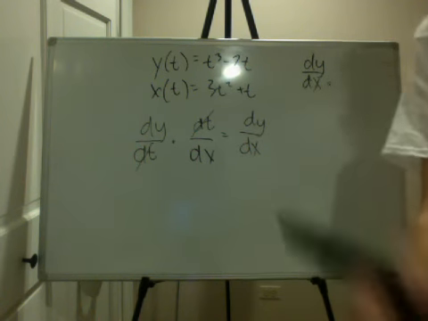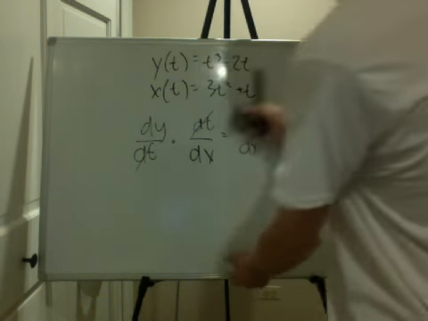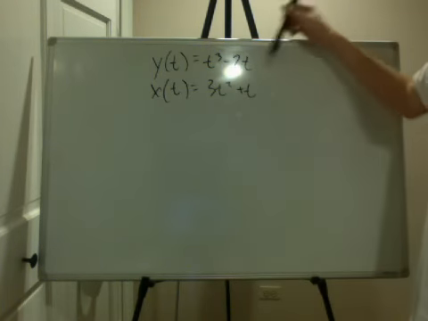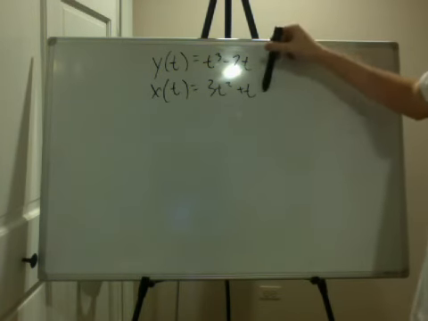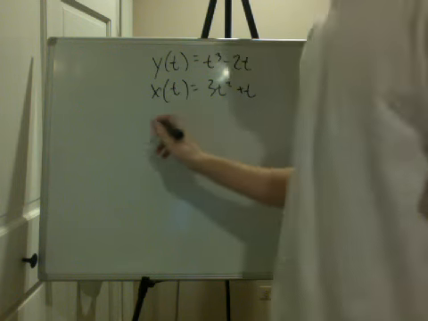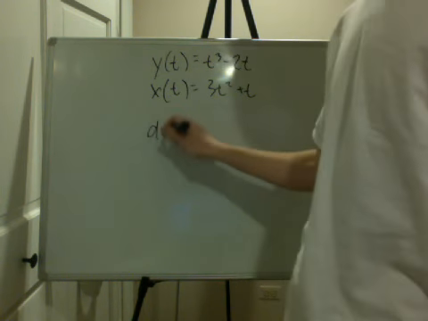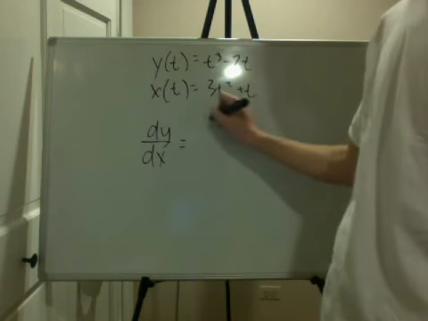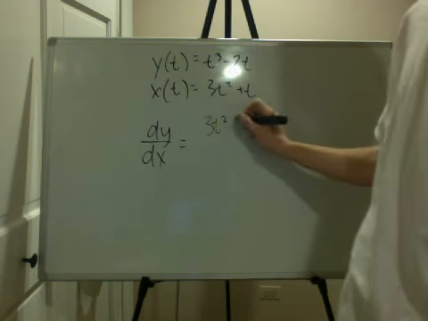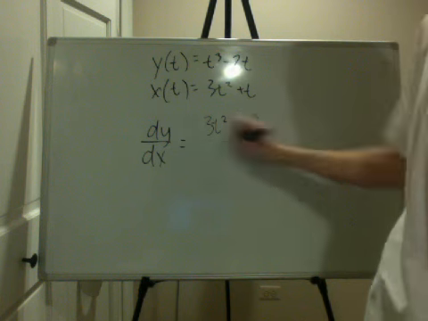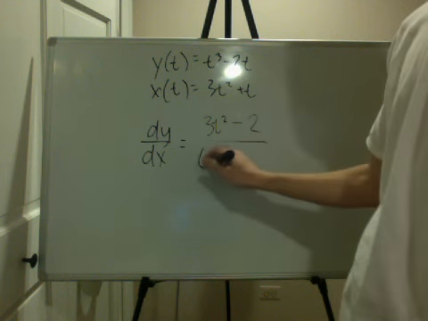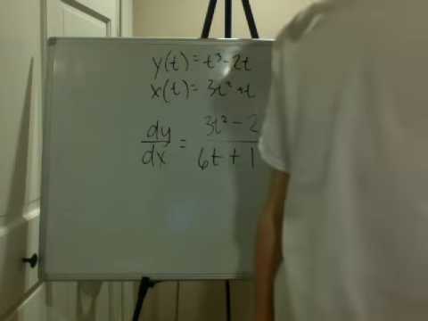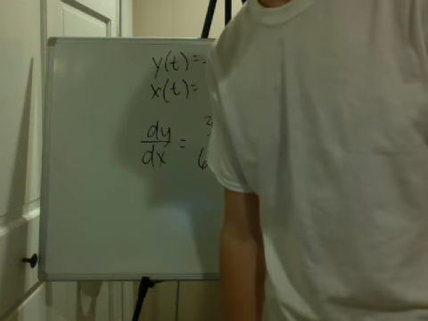Right? So you can basically just think of it as taking the derivative of the top one and dividing it by the derivative of the bottom one. You can get dy/dx in basically just one step by taking the derivative of the top one, 3t squared minus 2, over the derivative of the bottom one, 6t plus 1. Look, we're done. That's all you had to do. Isn't that crazy?